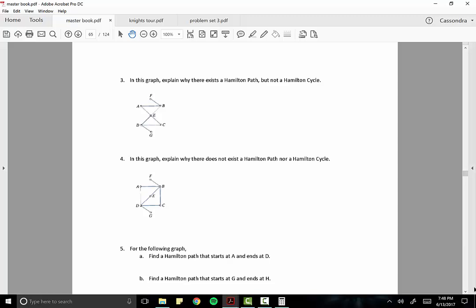So in number 3, we want to explain why there exists a Hamilton path but not a Hamilton cycle. When I'm explaining that a Hamilton path exists, I can just show it. My Hamilton path is vertex F, B, A, E, C, D, G. Now, why does it not have a Hamilton cycle? Well, I have bridges. No Hamilton cycle.